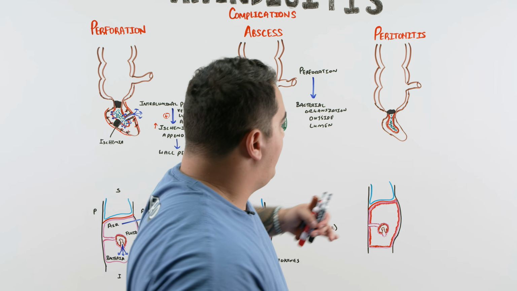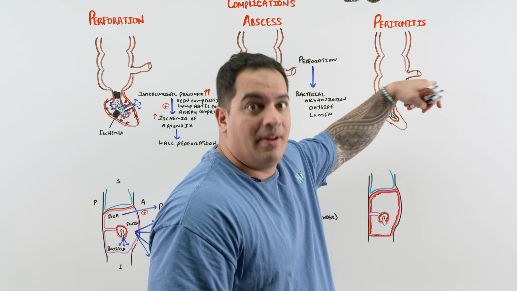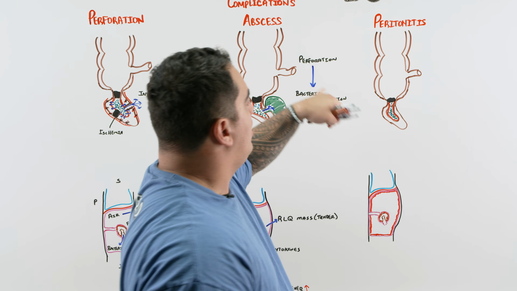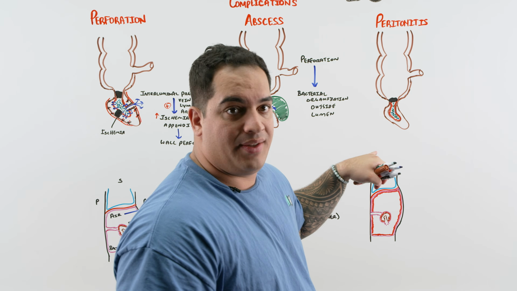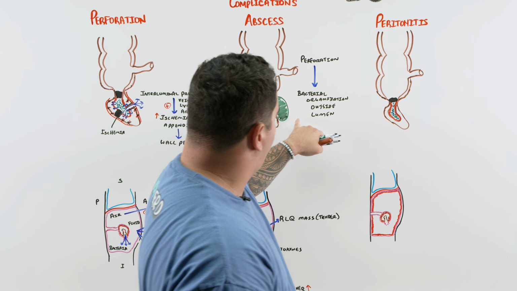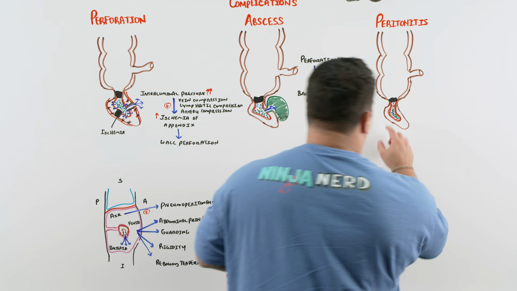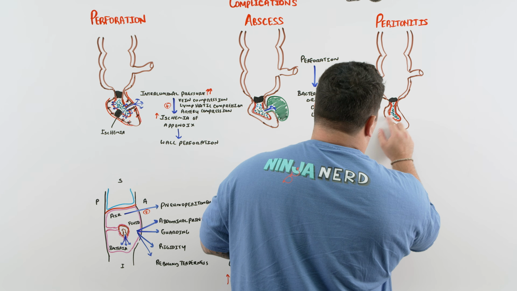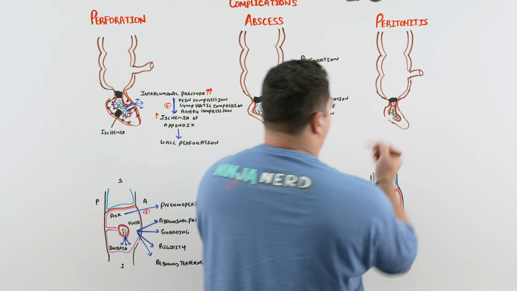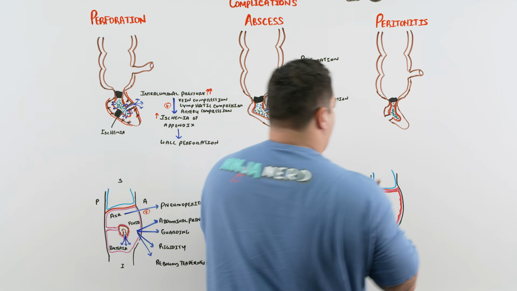The last scenario here is a patient who develops peritonitis. It's the same exact concept. They have to perf to develop this. So if they develop a perforation, bacteria can organize outside the lumen. If they perforate as well, so let's say here we have a perforation. Same concept exists here. Perforation occurs here.